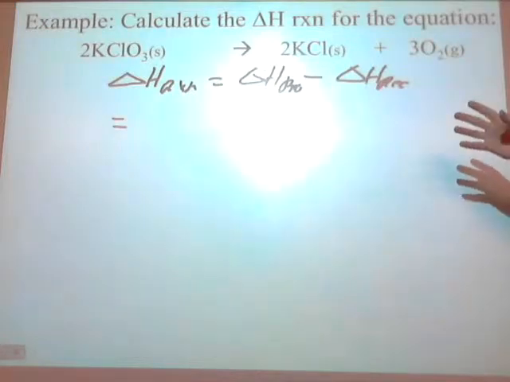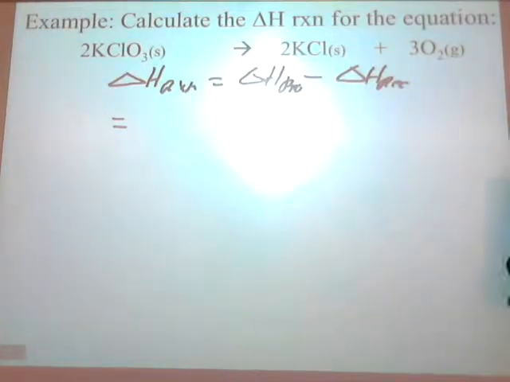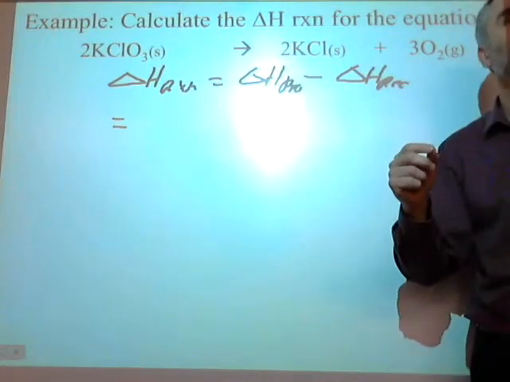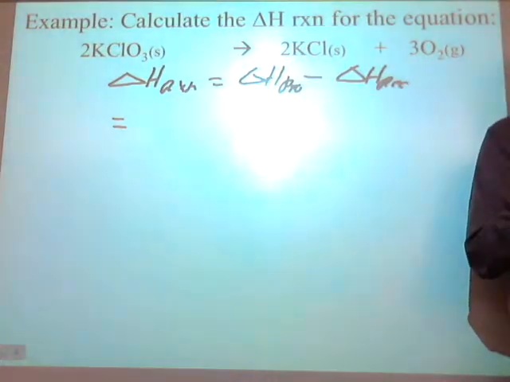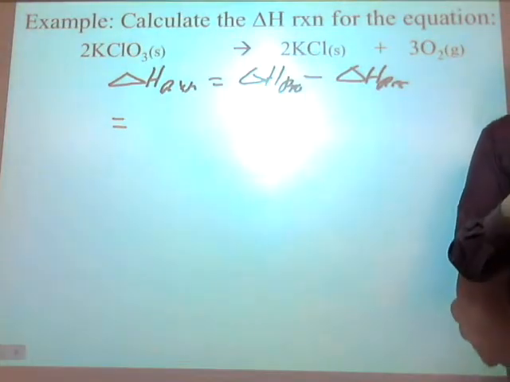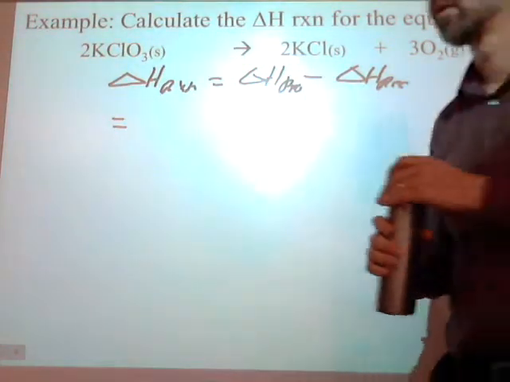Now, hold on. There are a couple of things to worry about in this one. Anybody want to tell me what some of those things might be? For example, are those coefficients going to mean something? Yeah, you're going to have to use them. The coefficients tell you how many moles. When you look up the molar enthalpy information in the back of the book, if I've got 2 moles or 3 moles, it's going to be a different value. You've got to multiply by those, so keep that in mind.